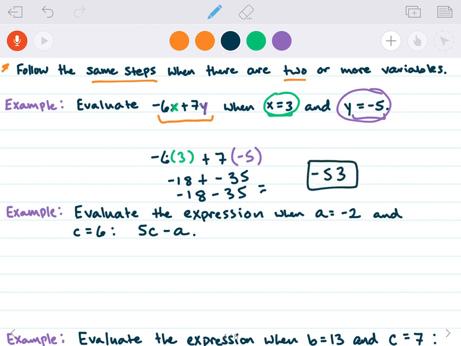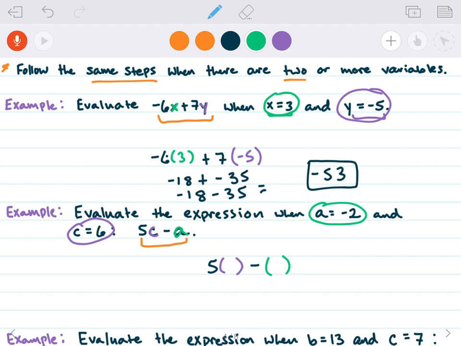All right, let's try another one. We want to evaluate the expression when a equals -2 and c equals 6. And the expression in question is this one, 5 times c minus a. So I'm going to let c be purple parentheses. Anywhere I see a c, I'm going to replace it with purple parentheses. And the minus sign comes down because it was already there. And anywhere I see an a, I'm going to replace that with green parentheses. So in replacement of c is the purple parentheses, in replacement of a is the green.